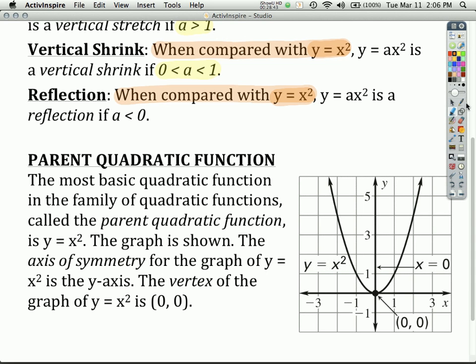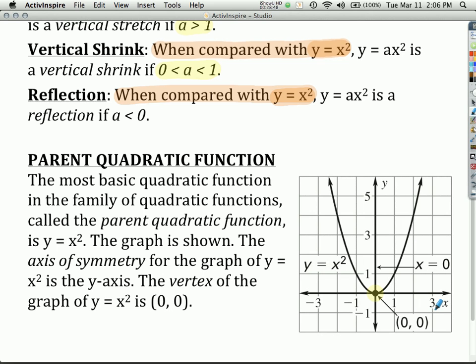Okay? So a couple of points I want you to see. Its vertex is at 0, 0. There's a point at negative 1, 1 and 1, 1. And then there's a point at 2, 4 and negative 2, 4. If you can remember those 5 points, you can draw the graph every time. In fact, you will remember those 5 points, and by this evening, you'll be able to graph the parent function over and over again, and it won't be a big deal at all.